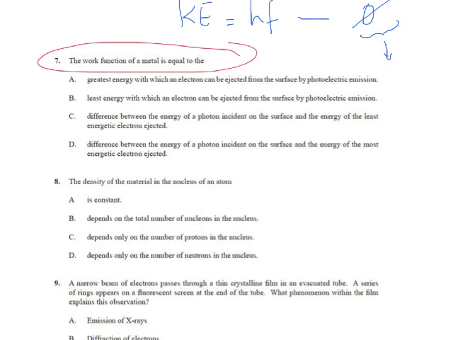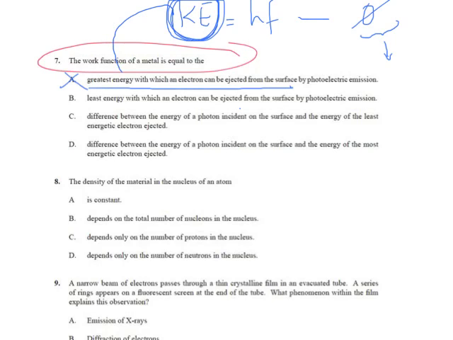So let's have a look at the options that we have. Could it be the greatest energy with which an electron can be ejected from the surface? So could it be the largest amount of energy it has left over? Well, that relates to this amount here, and it's definitely not that, because that's what it's got left over. So it's not A.